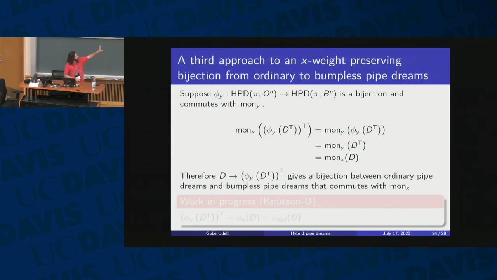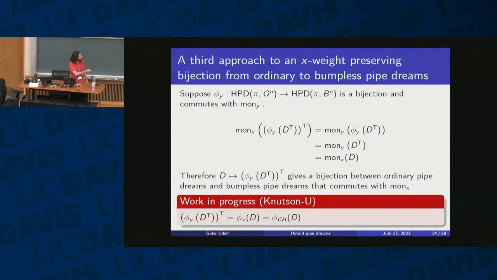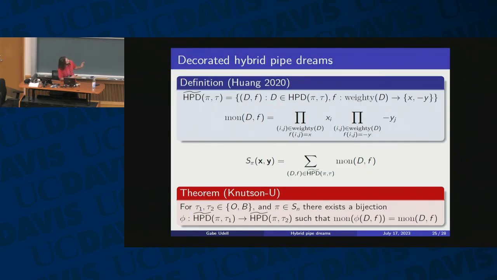This slide is to say that having this bijection, which preserves y weights, actually you can make a bijection which preserves x weights. And mostly done, but slightly less done than the previous results, this is also the same as the bijection preserving x weights that we got by swapping rows, and it's the same as the Gao-Huang bijection.